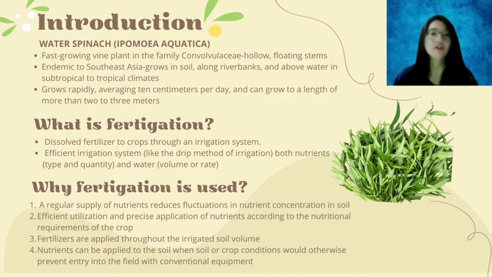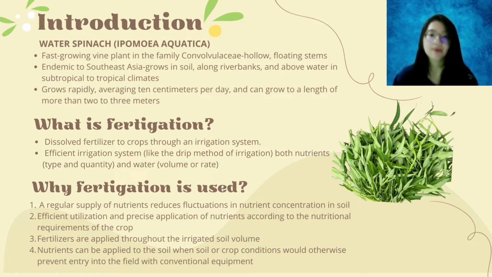Next, what is fertigation? Fertigation is a technique of supplying dissolved fertilizer to crops through an irrigation system. When combined with an efficient irrigation system, like drip irrigation, both nutrients, type and quantity, and also water volume or rate can be manipulated and managed to obtain the maximum possible yield of marketable product from a given quantity of these inputs.